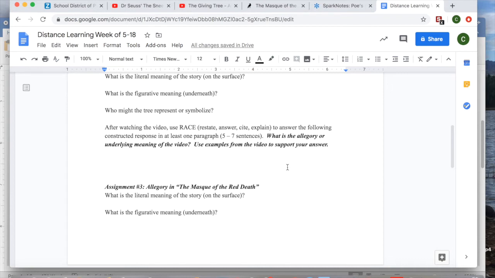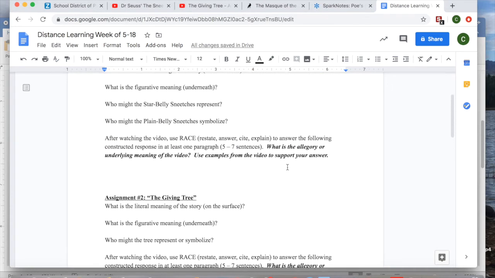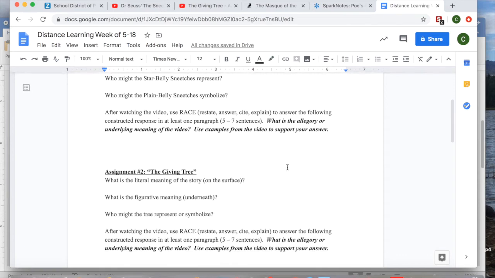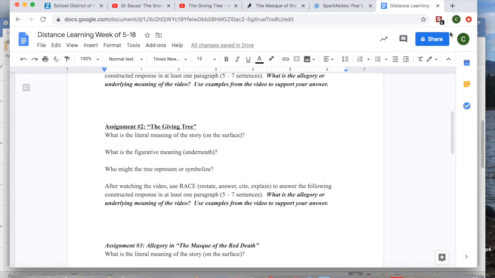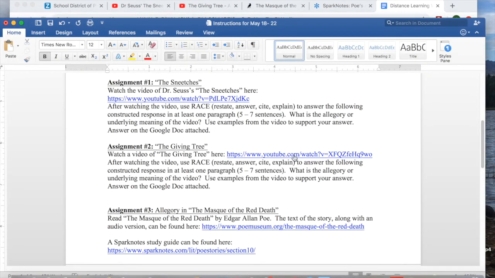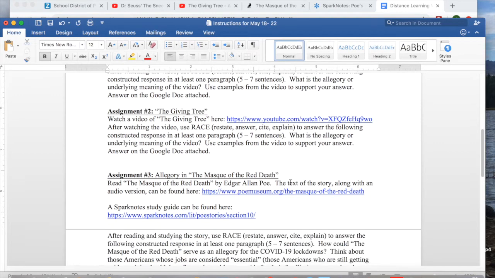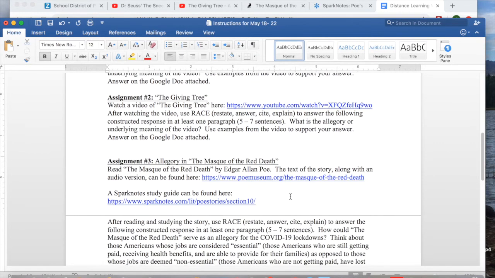Okay? So these two are pretty basic. They're pretty easy. The Sneetches and The Giving Tree, they're pretty easy, okay? Which leads us to the harder assignment here, which is a short story that's normally done in 9th or 10th grade. This year, actually, this is in our textbook in 10th grade. Okay, assignment number 3, The Allegory and the Mask of the Red Death.